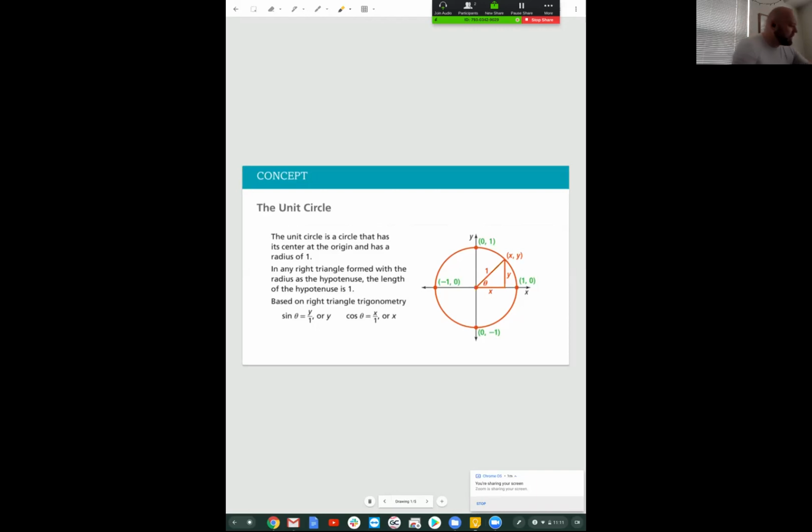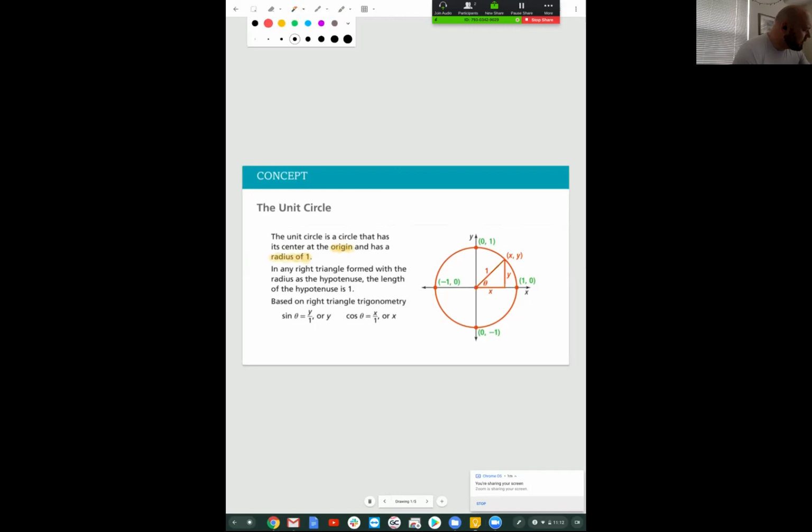So talking about this concept, the unit circle is a circle that has its center at the origin. That's really important. Center is at the origin, and it has a radius of 1, and that's also really important. So those are like the 2 main features of something being a unit circle. It says, in any right triangle formed with the radius as the hypotenuse, the length of the hypotenuse is 1, which should be really obvious to you.